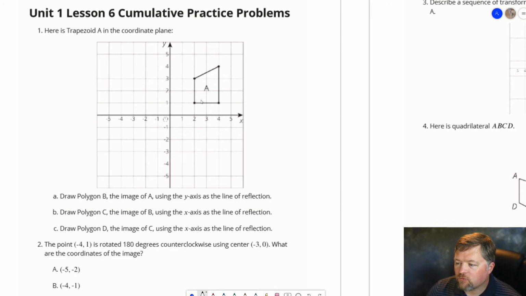So we need to reflect this figure over the y-axis, which we'll put it here. Straight across the same number of units. That's 2 units, 4 units, 2 units, 4 units. And it says to call that polygon B.